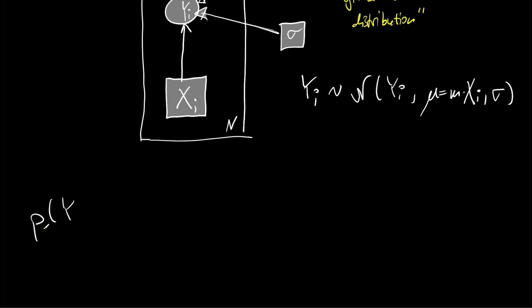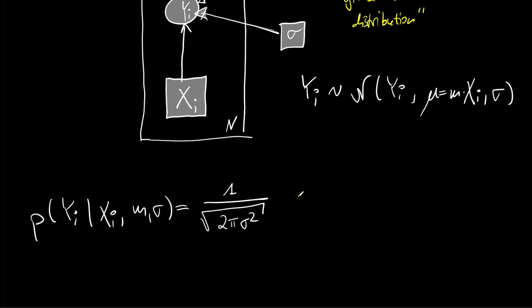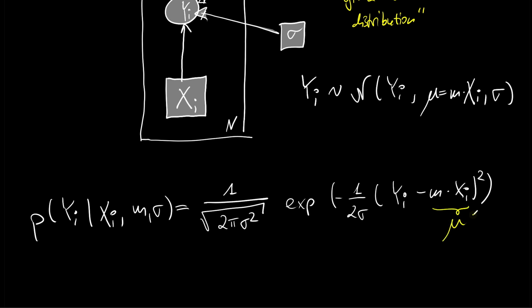So we now have a probabilistic distribution over yi, so the ith sample from our data set, given xi and mu and sigma, which is going to be 1 over the square root of 2 pi sigma squared times the exponential of minus 1 over 2 sigma, and then multiplied with (yi minus m times xi) in brackets squared. And here again, we know that this is the mu, so this is where our normal distribution would be centered around. And now we are interested in the likelihood of our data.